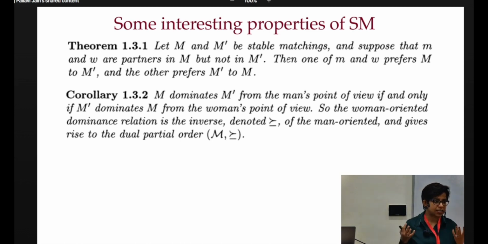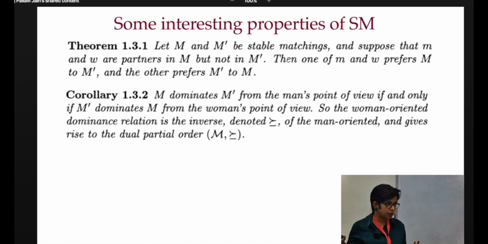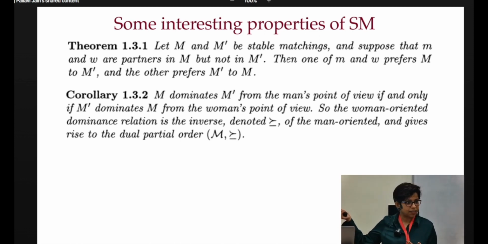When you have two matchings mu and mu prime, if mu is dominating mu prime, it means every single man either has the exact same partner in mu and mu prime, or he has a strictly better partner in mu than mu prime. That means his partner in mu prefers mu prime over mu. So if mu dominates mu prime from the men's perspective, then mu prime must dominate mu from the women's perspective. It's just a one line application of the above result.